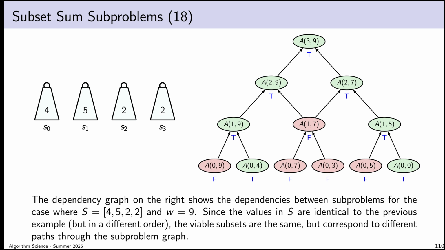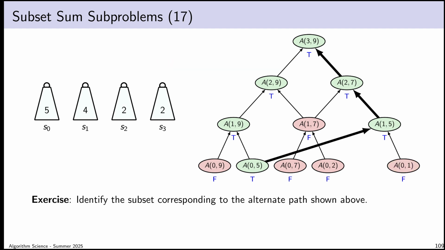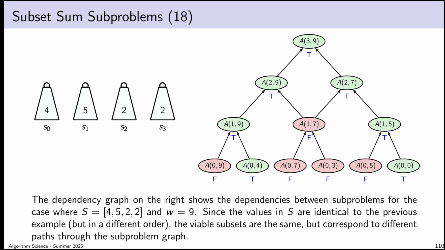And it's pretty much the same problem because the weights are the same. If we compare this one to the previous slide, the weights that I just went through are 5, 4, 2, 2. The weights I'm going through on this problem are 4, 5, 2, 2. That's the same set of weights. I've just numbered them differently, which of course makes no difference. Whether a subset exists has no bearing on how I number the weights.